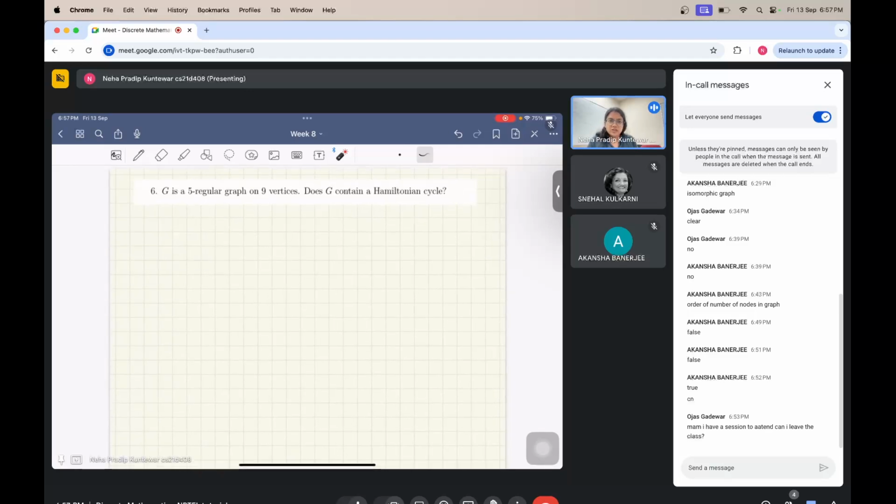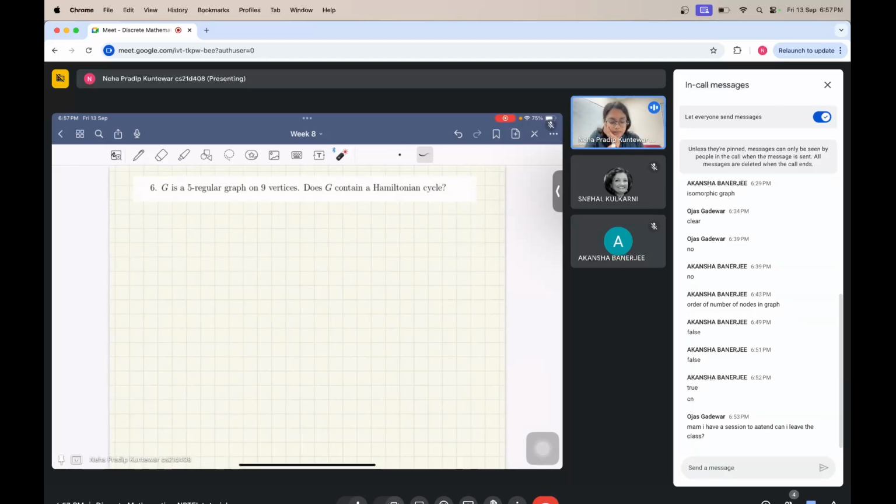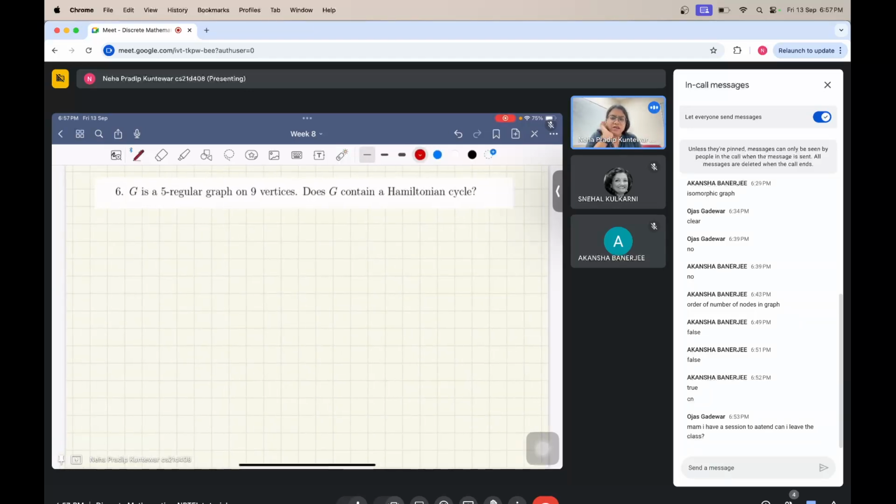Okay, so you can try this question about Hamiltonian cycle. What do you mean by Hamiltonian cycle? It's just that you start at the same vertex, go back to the same vertex, and visit every other vertex exactly once. So you have this graph which has 9 vertices, and it's a 5 regular graph, meaning every vertex has a degree of 5. So the question is, does it have a Hamiltonian cycle?